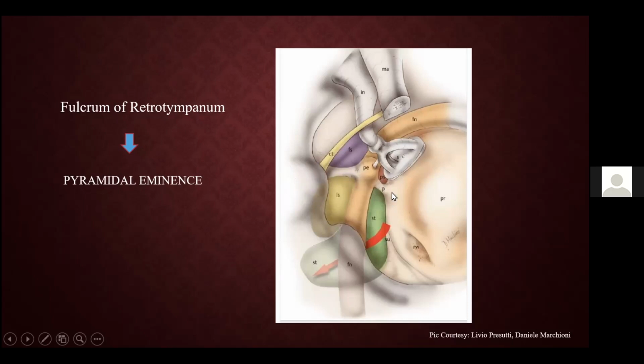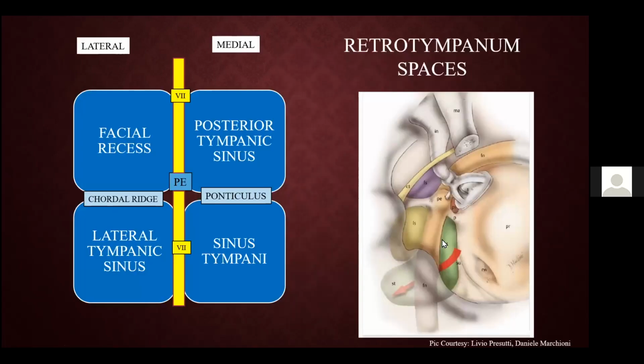The ponticulus separates the spaces which lie medial to the facial nerve, the mastoid segment of the facial nerve. It separates superiorly the posterior tympanic space and inferiorly the sinus tympani. The lateral spaces are separated by the caudal ridge. We can say the vertical partition, and the horizontal partition is the ponticulus towards the promontory and the caudal ridge towards the caudal eminence. So there are 4 spaces. 2 spaces are medial spaces, 2 are lateral spaces.